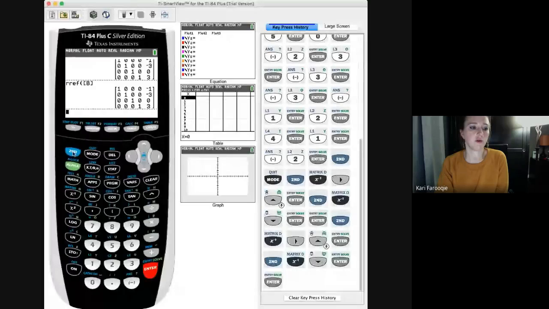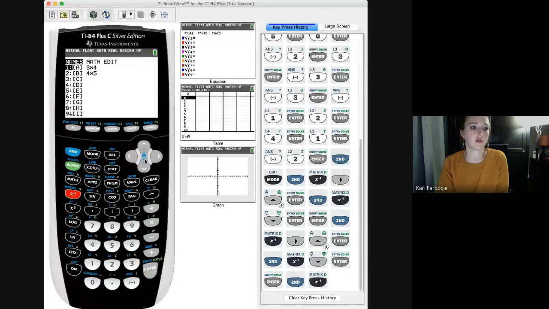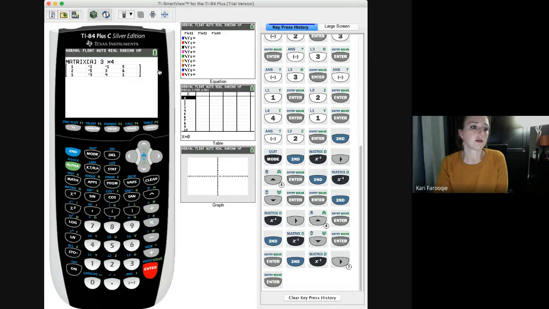And I am going to go back and edit my matrix A. Sometimes I have matrices in here that are of specific dimensions, and I just edit the ones that have the dimensions that match the ones that I need. I don't know, just something that I do. So I know I need a 3 by 4, and I'm going to go ahead and enter these coefficients.